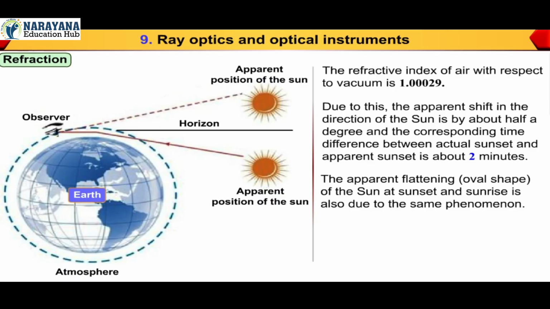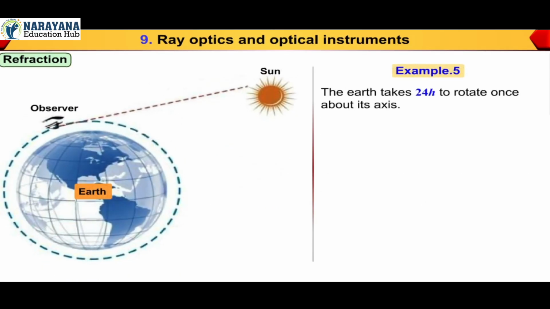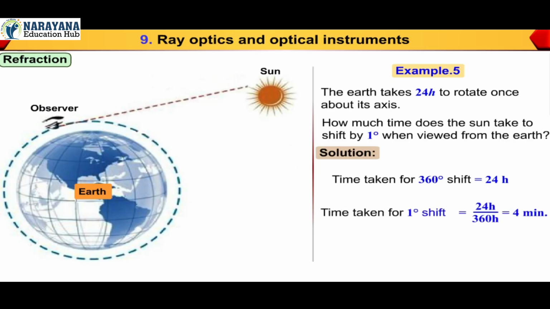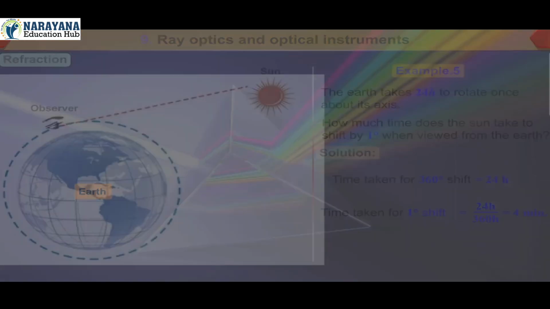Example 5. The earth takes 24 hours to rotate once about its axis. How much time does the sun take to shift by 1 degree when viewed from the earth? Solution. Time taken for 360-degree shift is equal to 24 hours. Time taken for 1 degree shift is equal to 24 upon 360 hour, which is equal to 4 minutes.